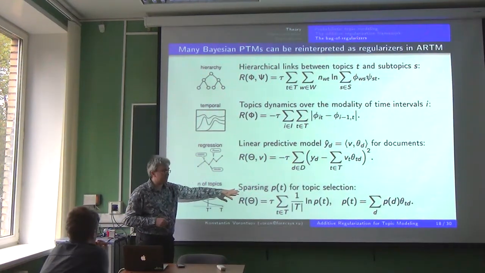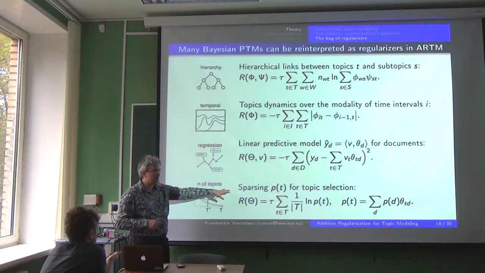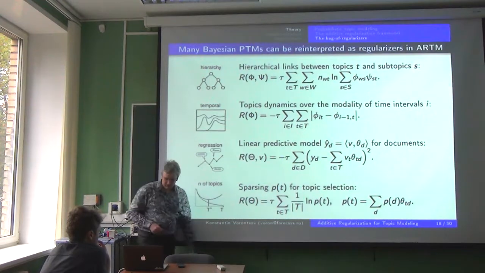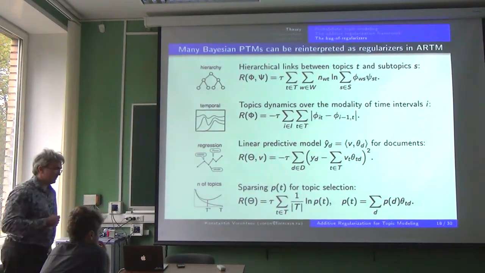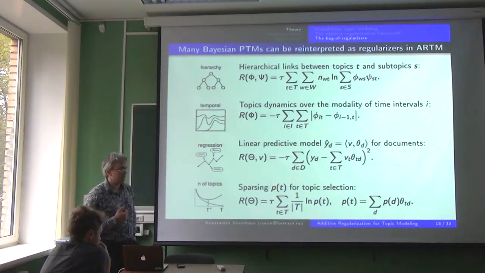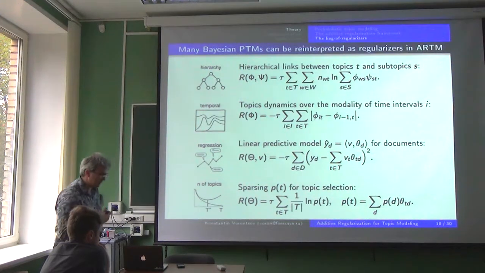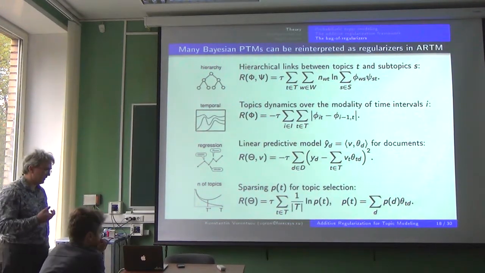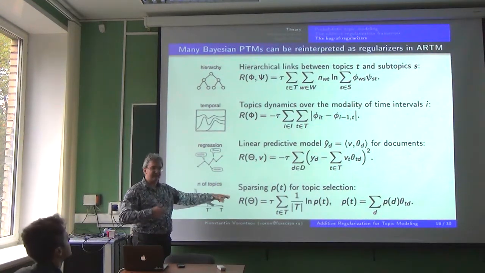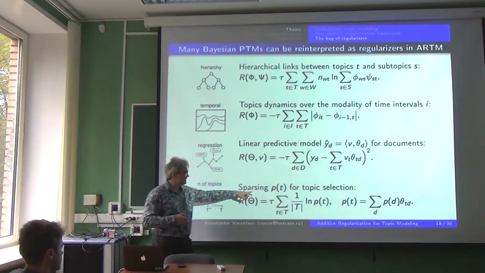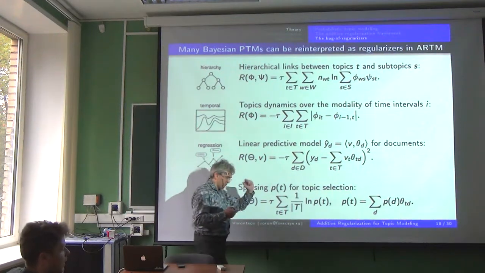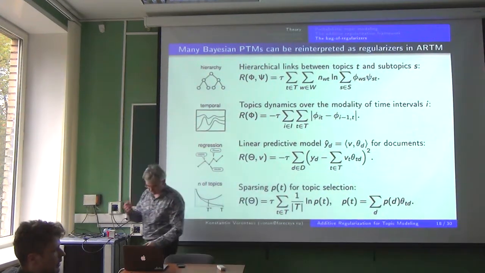This case is very interesting because it answers the question of how many topics we need. In the Bayesian approach, complicated non-parametric Bayesian methods are used, such as the Chinese restaurant model or hierarchical Dirichlet processes. But in our framework, this problem becomes very simple because we use a regularizer that makes topic selection. It selects only topics that are needed for the model.